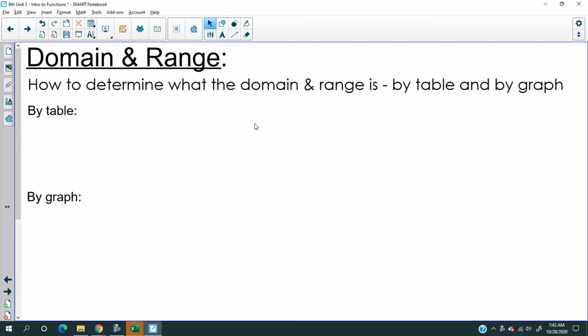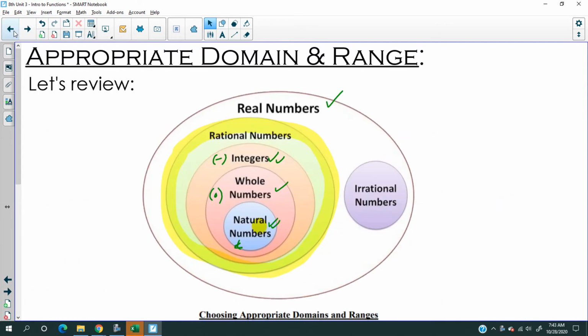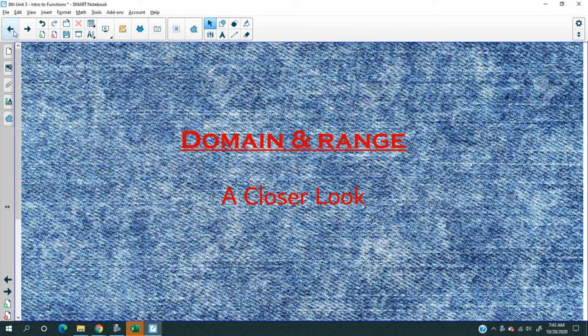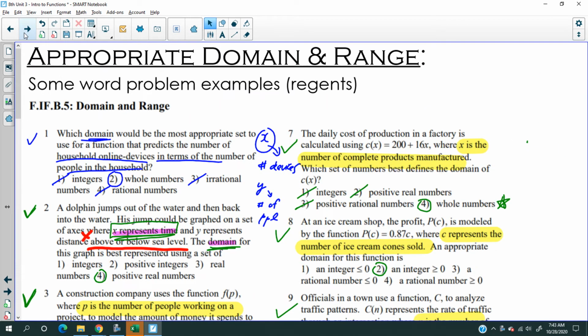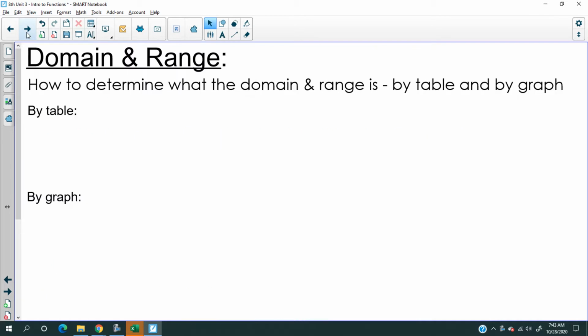So in this lesson, we're gonna talk about domain and range again. Now, the last time we talked about it, we actually talked about two things, right? We evaluated domain, so we substituted in other words, and then yesterday we looked at some word problem types to see what is an appropriate domain for a real life word problem. So today we're gonna talk about something a little bit deeper. We're gonna talk about how to find domain and range from a table and graph.